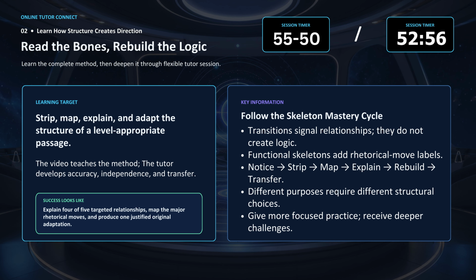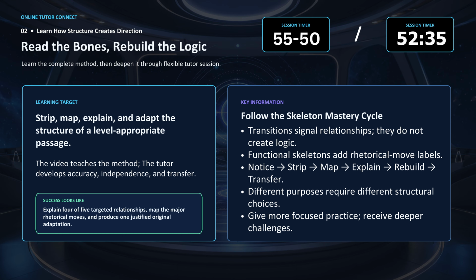The fourth action is explain. You must explain why the parts connect. However, does not create contrast by itself. The ideas surrounding it must actually contrast. Therefore, does not prove a conclusion. The earlier information must reasonably support that conclusion. This is where skeleton stripping becomes a reasoning activity rather than a search for special words.